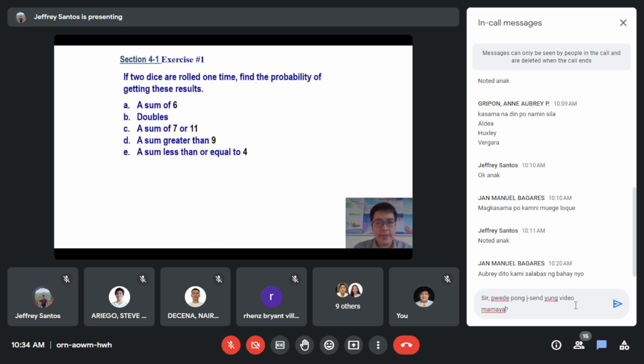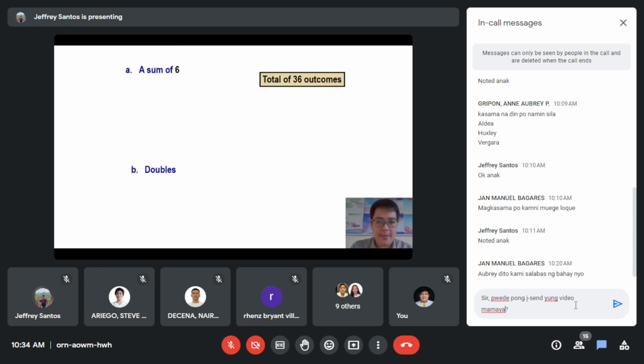Now, let us have the given example. If 2 dice are rolled 1 time, so dalawang dice, take note ha, find the probability of getting these results. First is a sum of 6, then doubles, a sum of 7 or 11, a sum greater than 9, and a sum less than or equal to 4. Let's discuss the first example. Since we have 2 dice, a sum of 6, tinitingnan ko ilan ang probability. So there is a total of 36 outcomes. Bakit? Since there are 6 possible outcomes for a die, since dalawa, 6 times 6 is 36 outcomes.